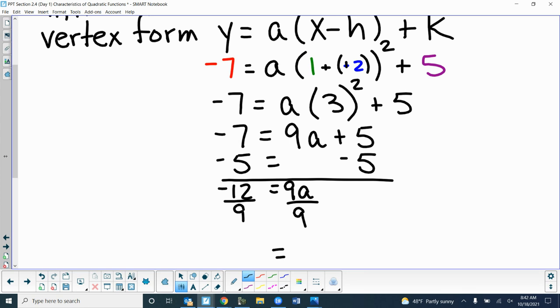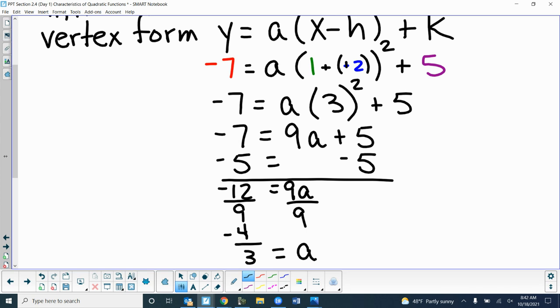So that reduces to, what number goes into 12 and 9? 3. What's negative 12 divided by 3? Negative 4. What's 9 divided by 3, right? 3. All right, now I know what a is. So is this parabola, if I were to graph it, you don't have to, but if I were, does it open up or down? Down. Why? My a value is what then? Negative 4/3. Yeah, negative 4/3, right? So when it's a negative a value, it opens down.